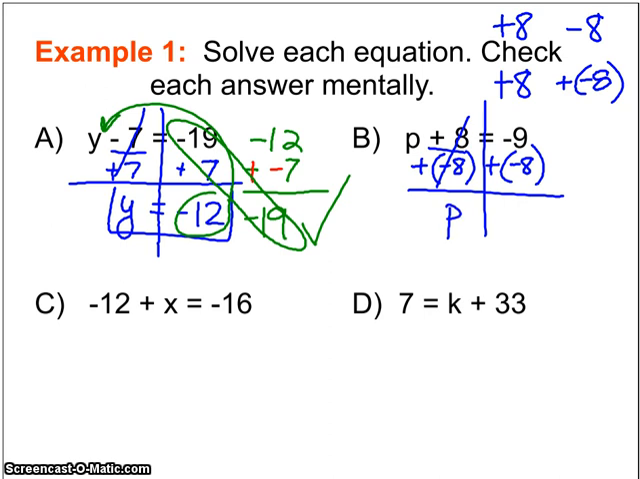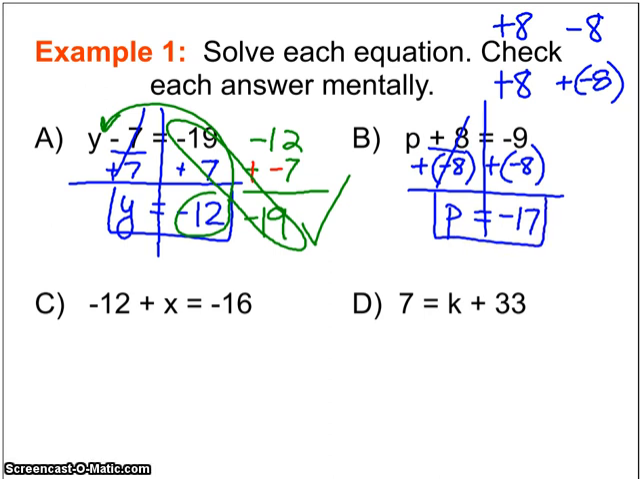So we're left with p, and again we go to our integer rules. I'm adding here, so that's good. It's all set up as an addition problem. The signs are the same, so I add, and of course I have more negatives, so I put my negative sign down, and we get an answer of negative 17.